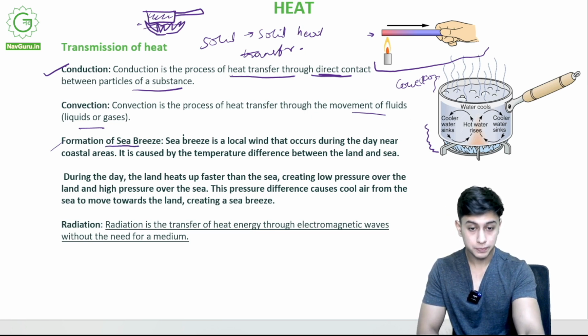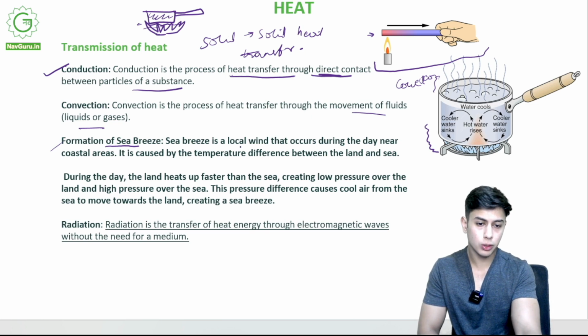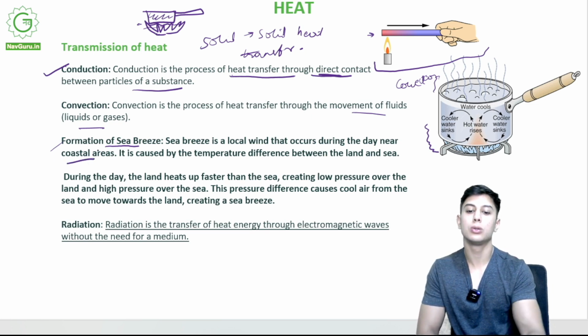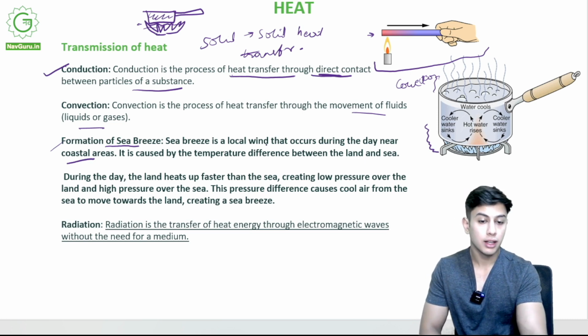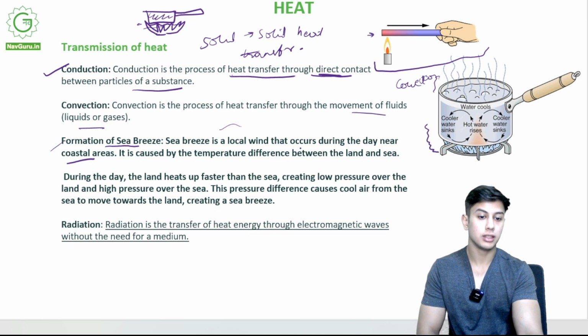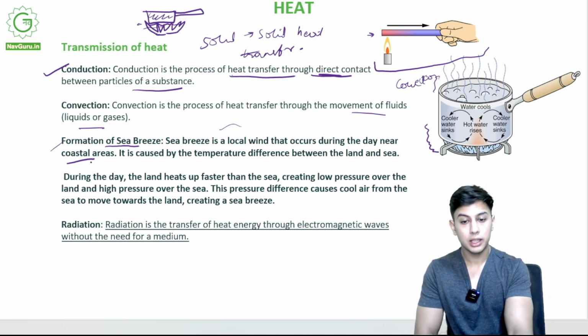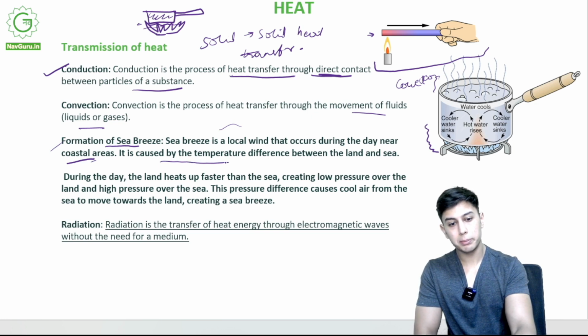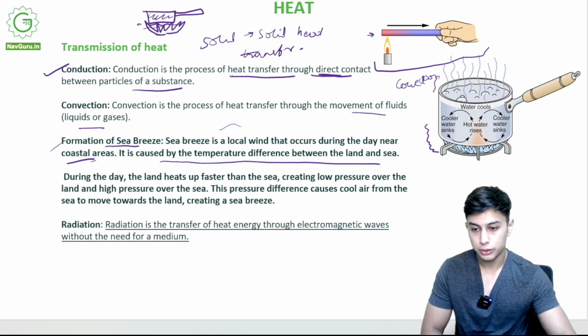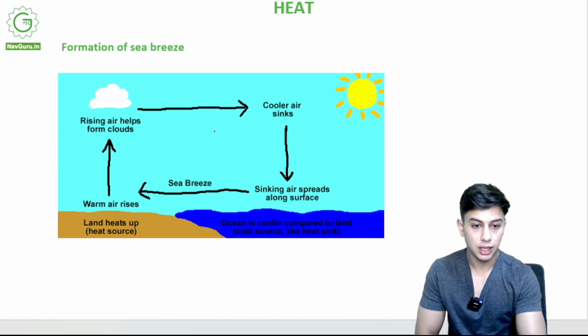What is sea breeze? Sea breeze is a local wind that occurs during the day near coastal areas, Goa, Pondicherry, everything. It is a local wind, that means in that area only. It occurs during the day in coastal areas. It is caused by a temperature difference between land and sea. I'll show you. Between land and sea.